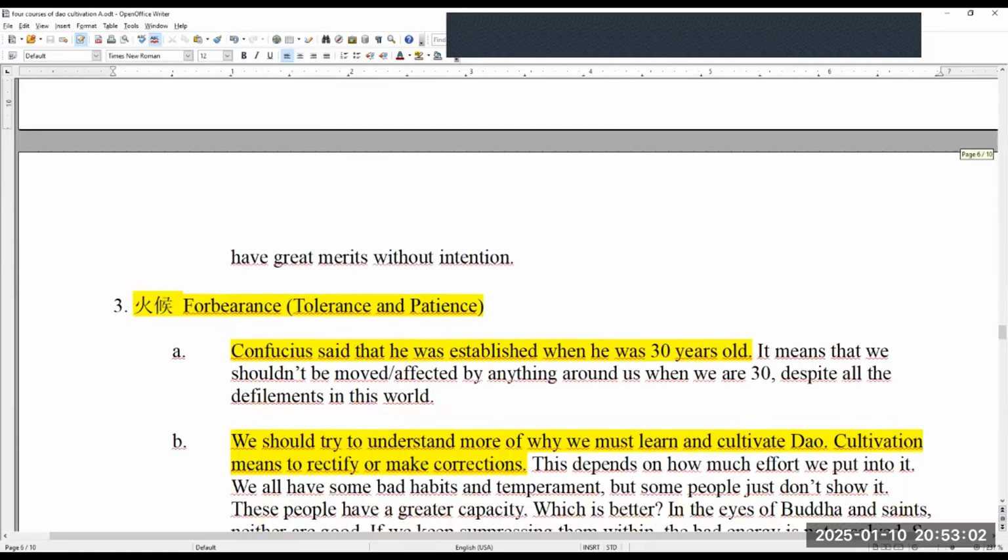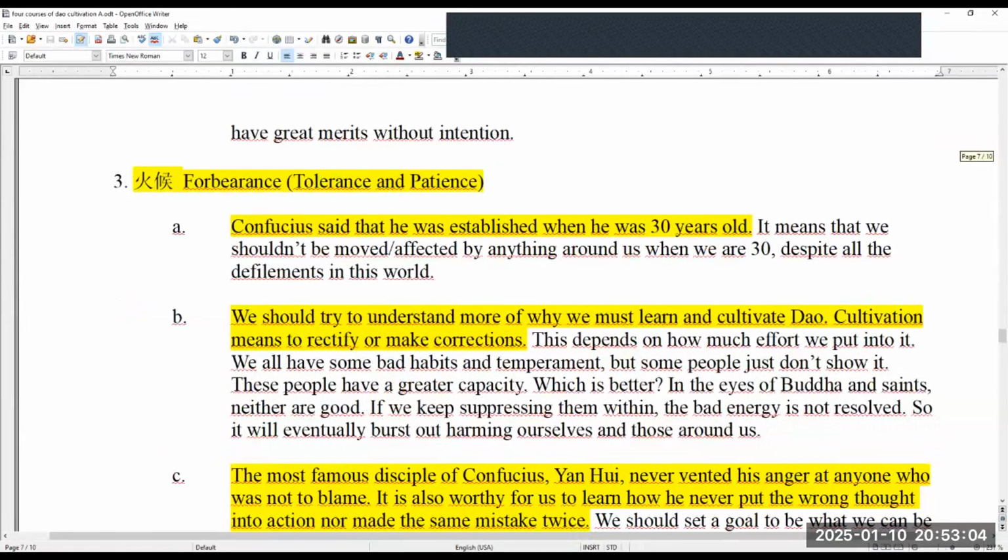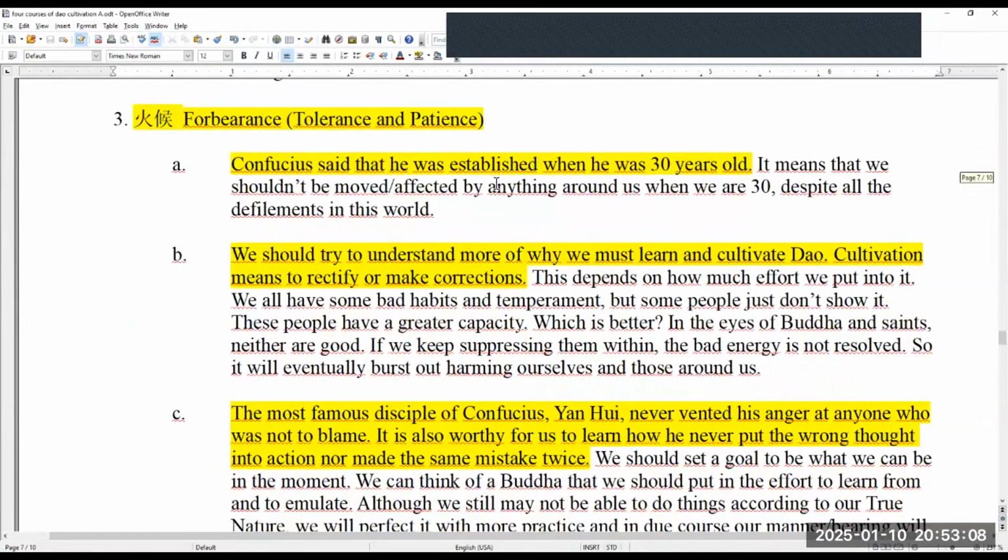Then of course, the third topic is about forbearance. I'm short of time, so I need to go quickly. Basically, we just talked about the fact that Confucius could say he was established only when he was 30 years old, because after all, it took him 30 years to find out about life and society, so to speak. And so that means he had accomplished something.